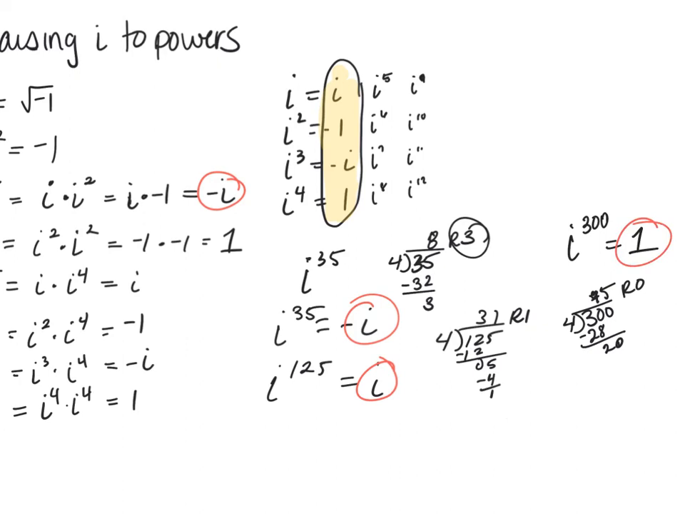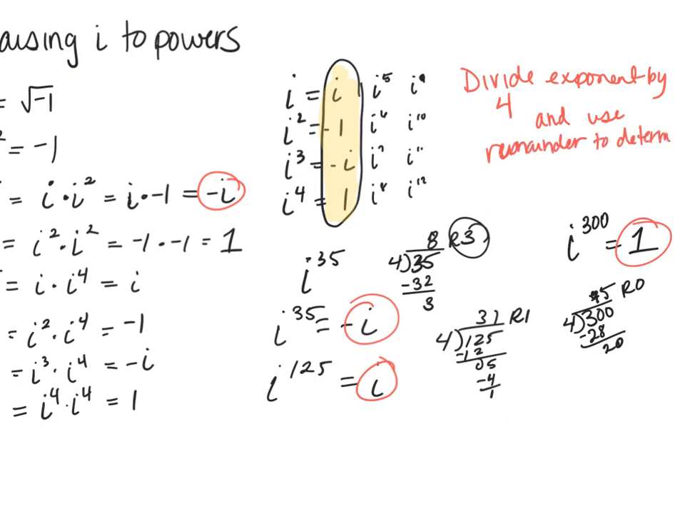Okay, so we divide the exponent by 4. And then use the remainder to determine what it equals. And it's one of those things.